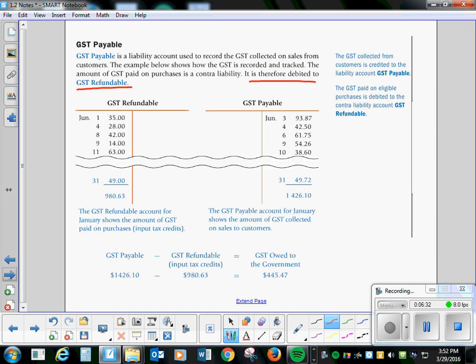Okay, so the GST payable is $1,426.10. If they go into the GST refundable and they will subtract that, the GST owed to the government will be $445.47. So notice that GST refundable is going to be a debit, GST payable is going to be a credit.